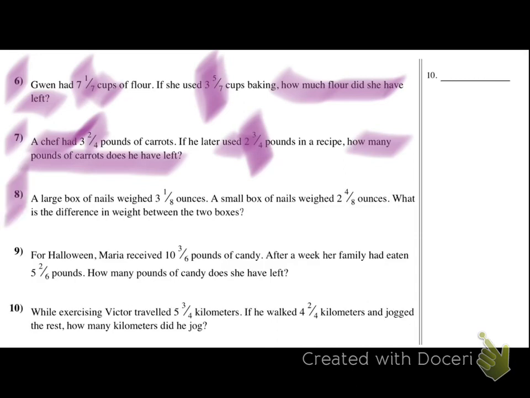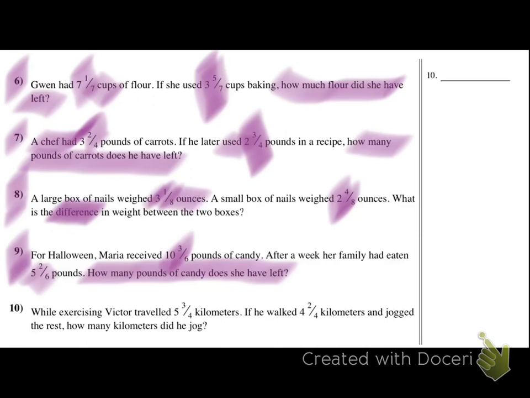Number 8, a large box of nails weighs 3 1/8 ounces. A small box of nails weighs 2 4/8 ounces. What is the difference in weight between the two boxes? Difference in weight. Number 9 here. For Halloween, Maria received 10 3/6 pounds of candy. After a week, her family had eaten 5 2/6 pounds. How many pounds of candy does she have left?